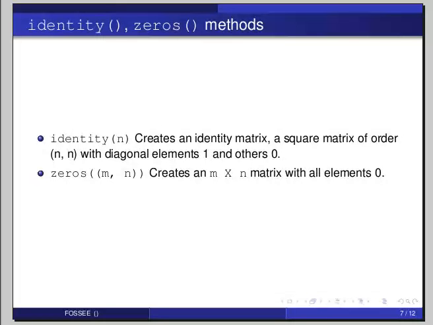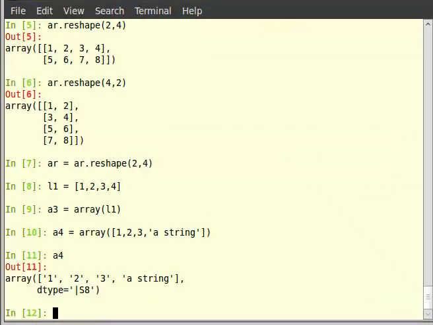As you can see, the identity function returns a 3 by 3 square matrix with all the diagonal elements as 1 and the rest of the elements as 0. So type identity within brackets 3.